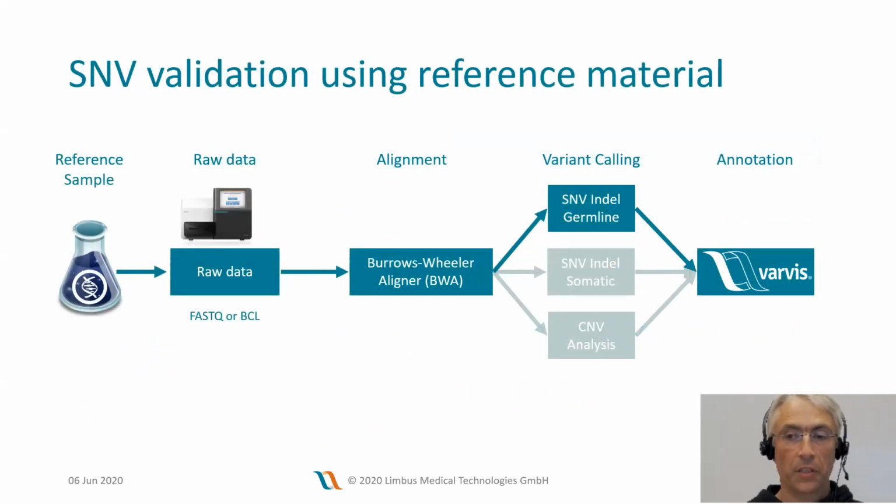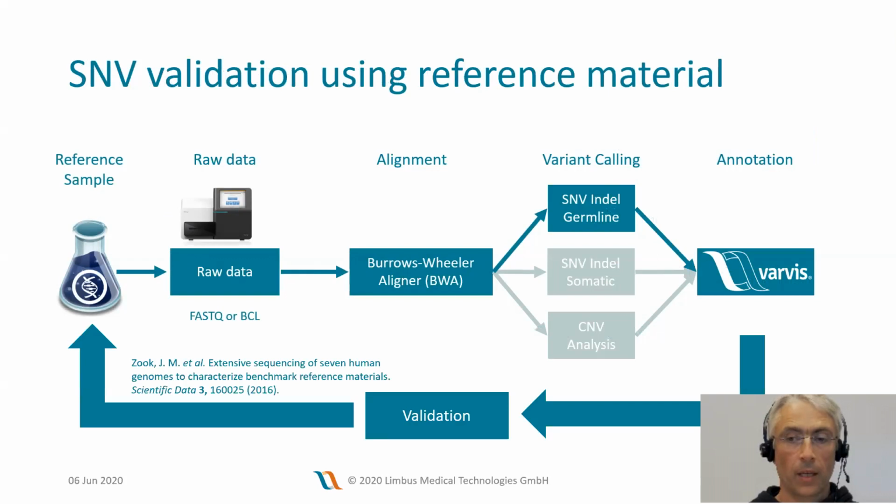Since reference material is available, the SNV validation process is very much straightforward. The reference samples are processed in the laboratory in the same way as any clinical sample. In the end, the results are compared to the published reference data. Make sure that you use established software tools for this process in such a way that this can be automated. Keep in mind that this process should be repeated every time that the lab process or the software changes. This is the convenience that we provide with varvis.